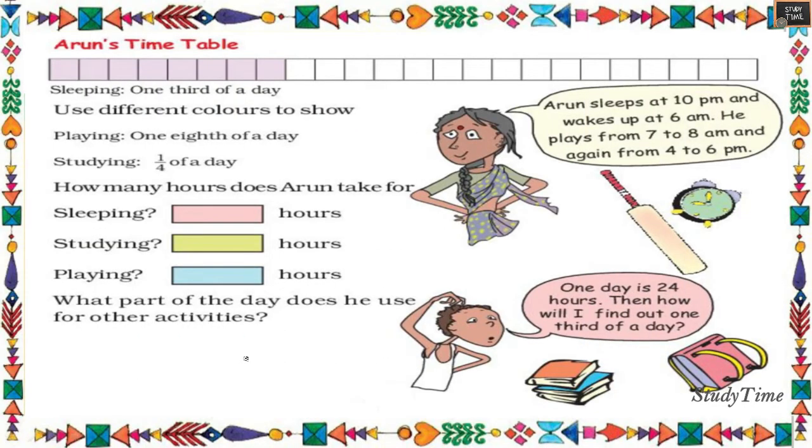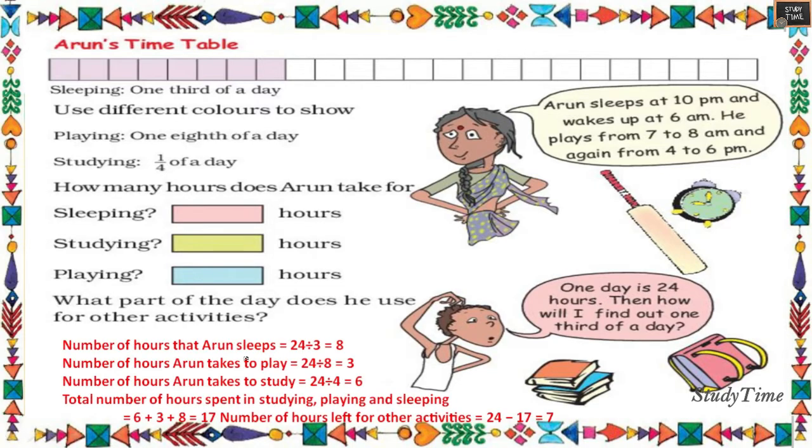Next, Arun's timetable. Arun's timetable is given. Sleeping is 1/3 of a day. So number of hours that Arun sleeps is 1/3. So 24 divided by 3 is 8. 1/8 of a day he'll be playing. So 24 divided by 8, playing is 3. Studying is 1 by 4. 24 divided by 4 is 6. So sleeping is 8. Studying is 6 and playing is 3.